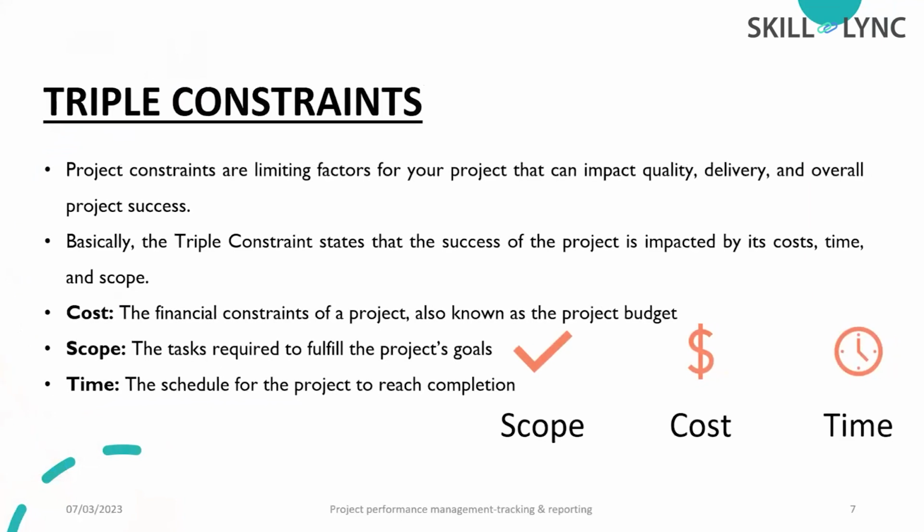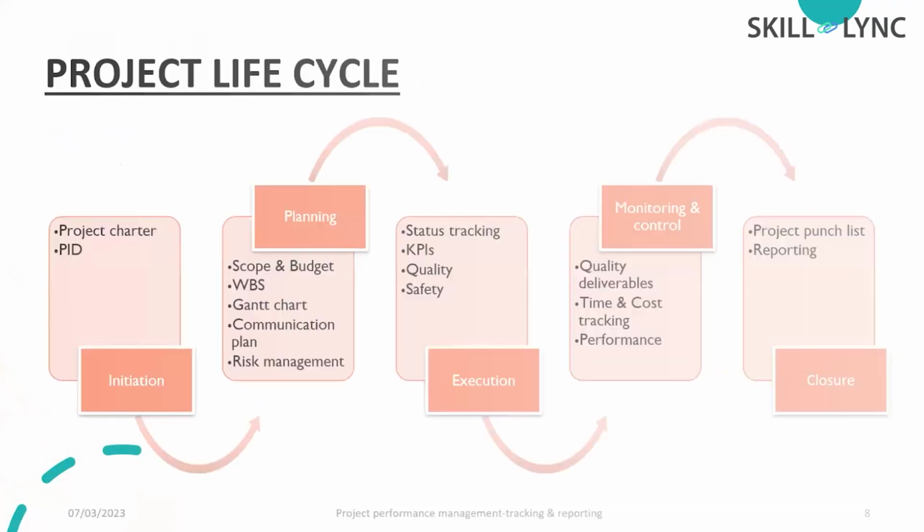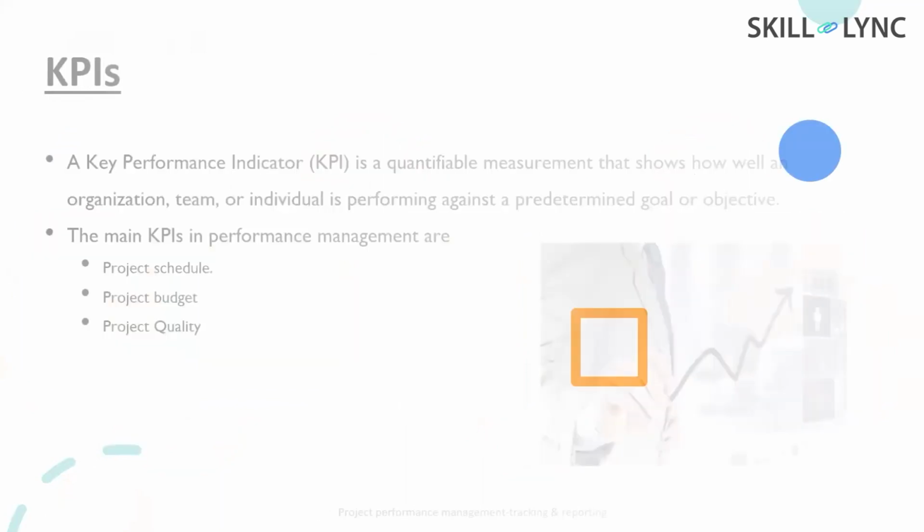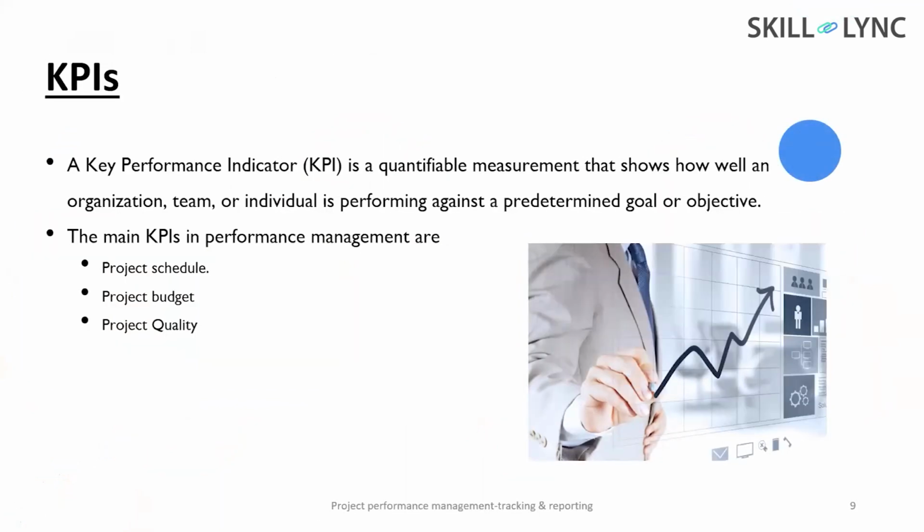Then we learned how these factors are connected to the performance. Then we learned the project life cycle, the different phases of a project life cycle, and the deliverables you need to provide as a civil engineer during these phases. Then we learned about the KPIs, the key performance indicators. How can we check the performance? What are the factors?